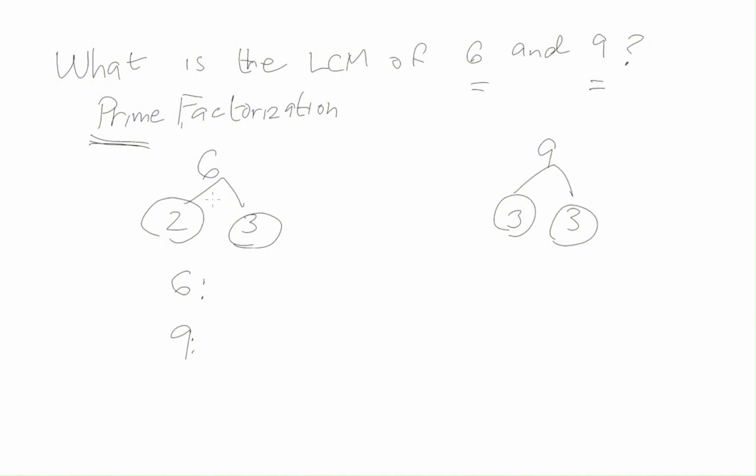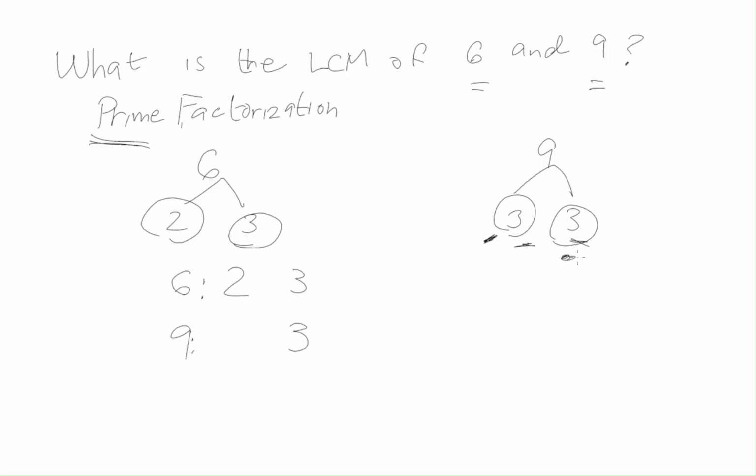The factors that we got in 6 are 2 and 3. So we're going to write that down. Okay? 2, 3. Now, for 9, we got 3 times 3. What I want you to do is line up the same numbers with each other. So here we have our first 3. We line it up with this 3 and leave this part blank because we don't have a 2.